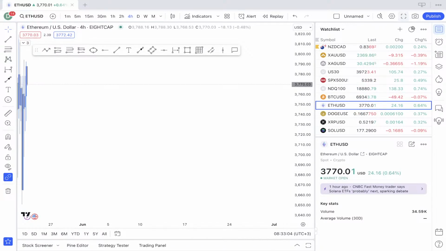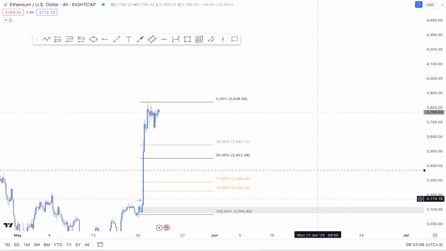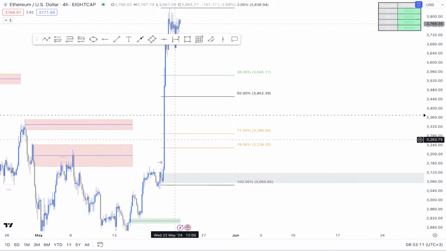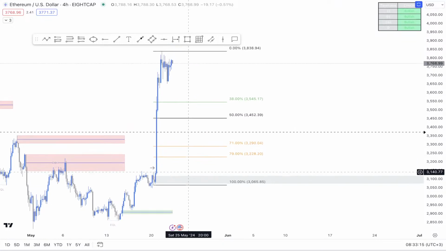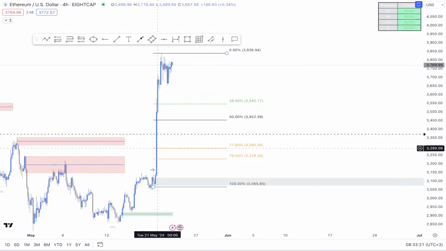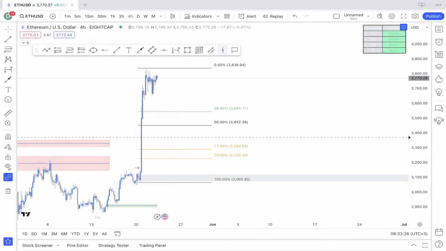On Ethereum, we have another very impulsive, aggressive break towards the upside that caused this bullish range. Of course, the trader graph is fully bullish as well. And now we just gotta wait for a continuation of this already started corrective pullback.